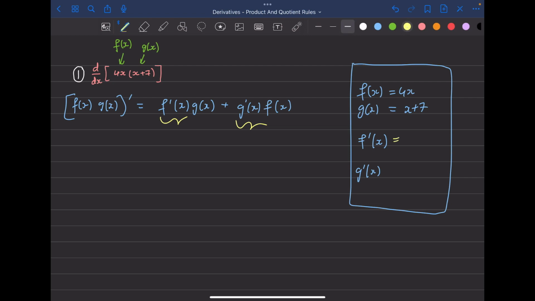So for this, the derivative of 4x, so x has a power of 1. 1 times 4 is 4. And then decrease the exponent of x by 1. So you get x to the power of 0, which is just 1, so 4 times 1 is 4.